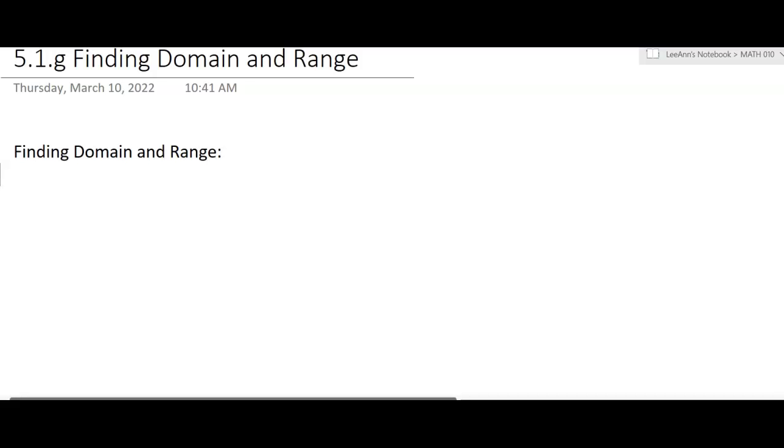Okay, so here we're going to talk about finding the domain and range. It doesn't matter if you write it in general form or standard form for the domain. The domain's the easy part. Unless there's a restriction, the domain is all real numbers. It's a polynomial, so there's no dividing by zero, and no square root of negative numbers. Okay, so that's the easy part.